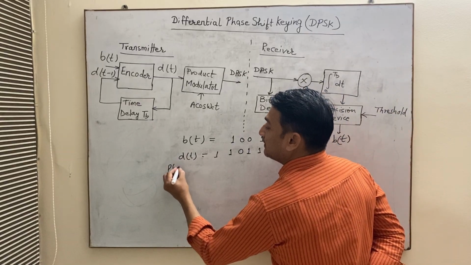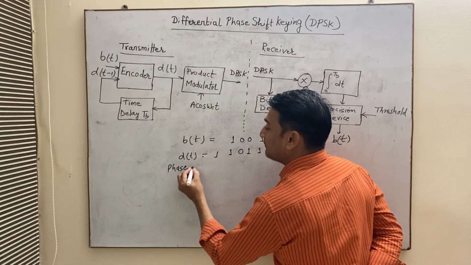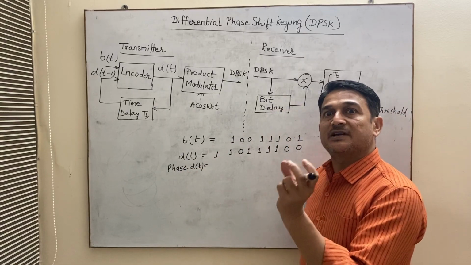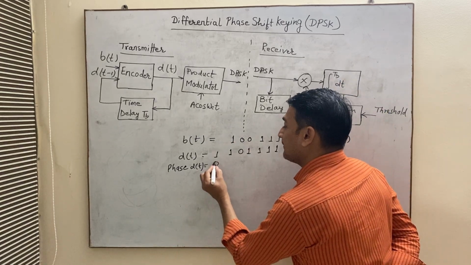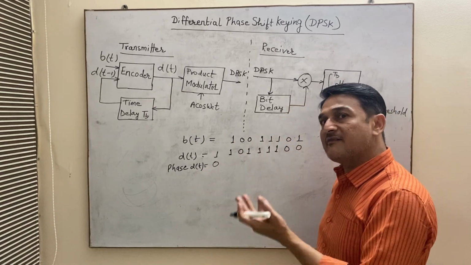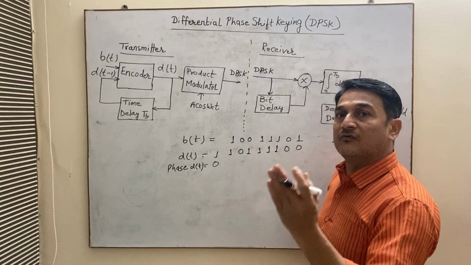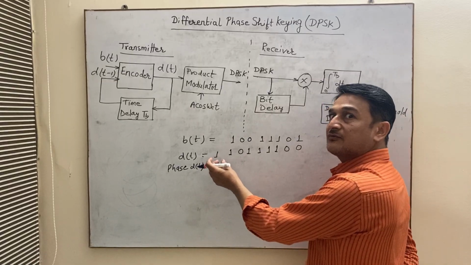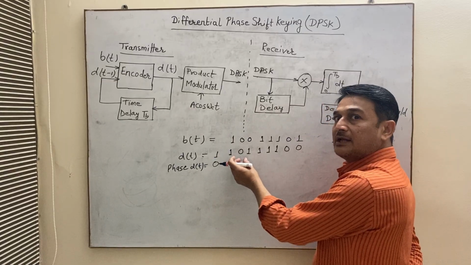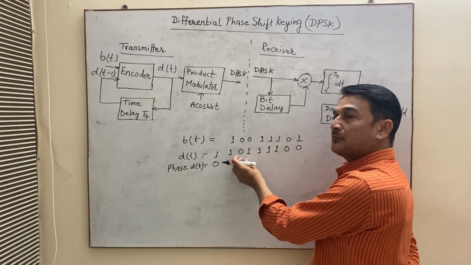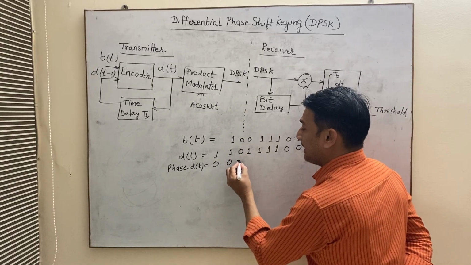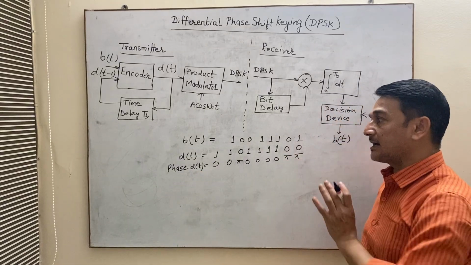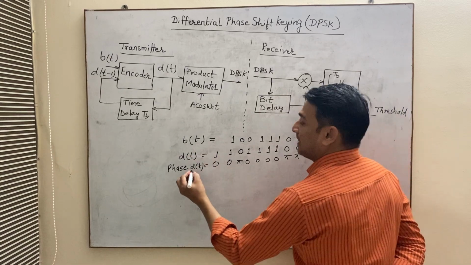Now we will write the phase angle of dt. Bit 1 is represented with 0 degree and bit 0 is represented by 180 degree. As we know, from 1 to 0 or 0 to 1 gives a 180 degree phase shift. So if we keep the phase of bit 1 as 0, then obviously the phase of 0 will be pi. So it is 0 0 pi 0 0 0 0 pi and pi. These are the phase angles of bit sequence dt.